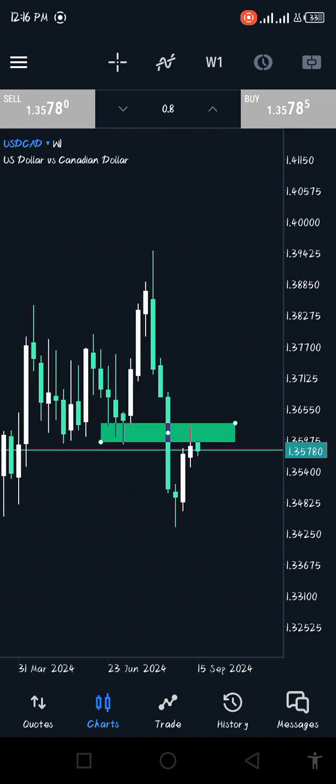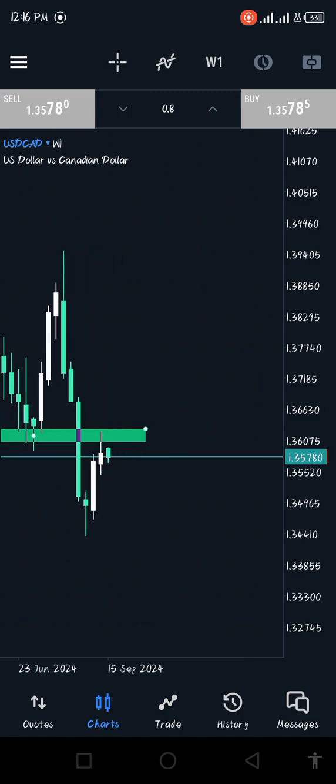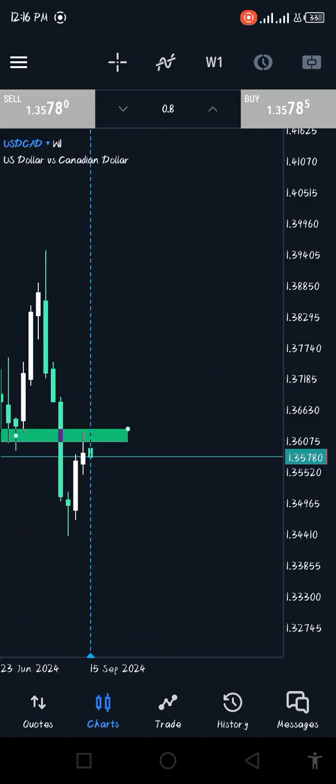Price is already reacting off that major zone in the market. If we draw it way back, you can see it much more clearly, guys. That is a major zone where we can expect the USD Canadian dollar to react from and give us a selling opportunity, guys.